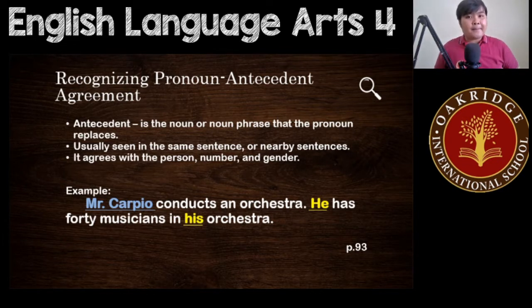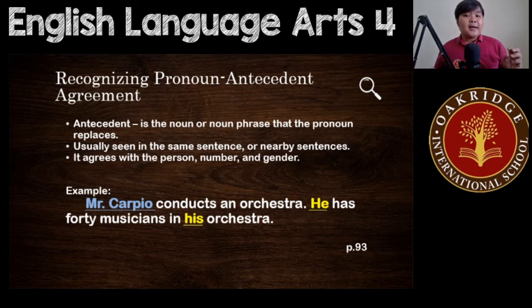So here's an example for you. Mr. Carpio conducts an orchestra. He has 40 musicians in his orchestra. Now, the underlined words in yellow are the pronouns. And the antecedent of these pronouns, he and his, is Mr. Carpio, the one underlined in blue. So with this example, the pronouns agree with the antecedent.